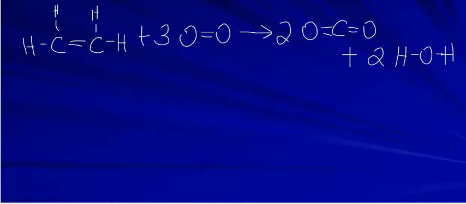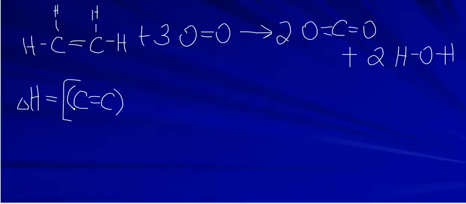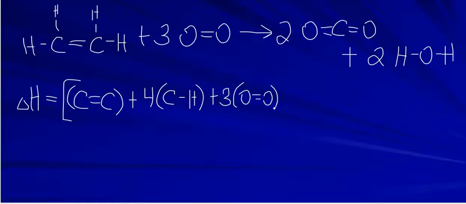It's always a good idea to do the dots first. I'm just drawing the dashes to save some space here. So the heat of reaction, delta H, is equal to the sum of the reactants. So we have a carbon-carbon double bond plus 4 carbon-hydrogen single bonds that we're breaking plus 3 oxygen-oxygen double bonds. That's the sum of the reactants minus the sum of the products.